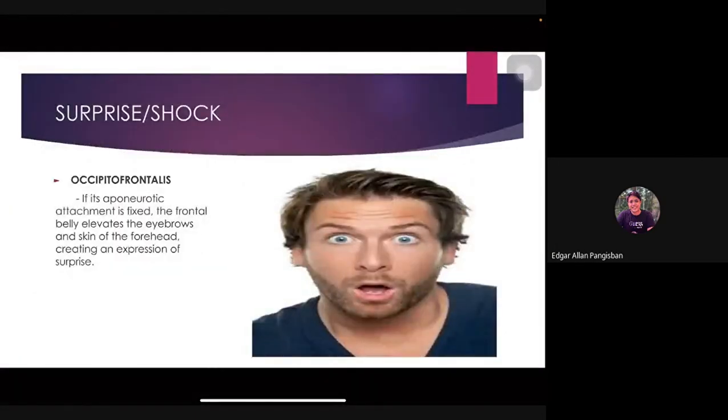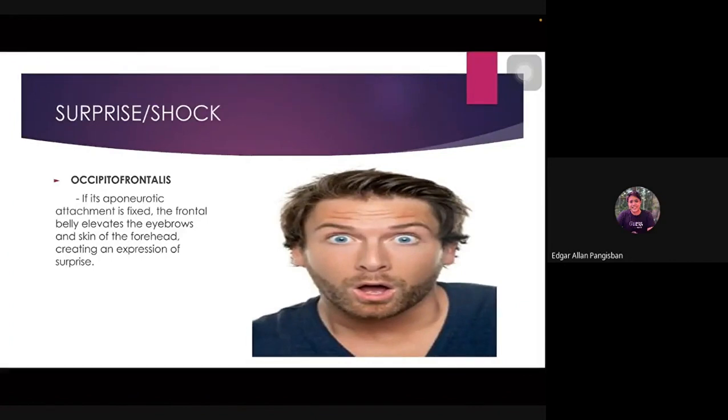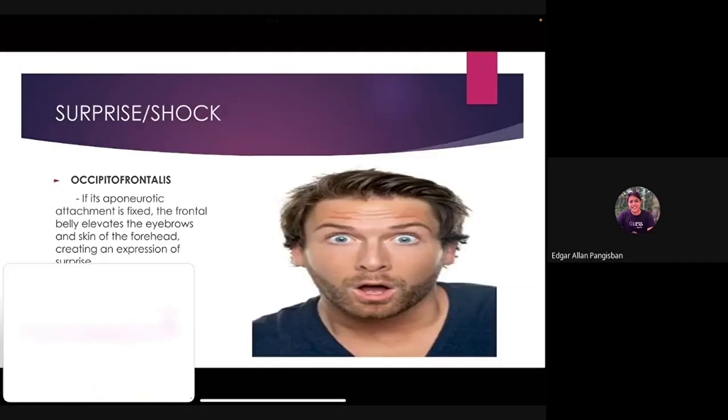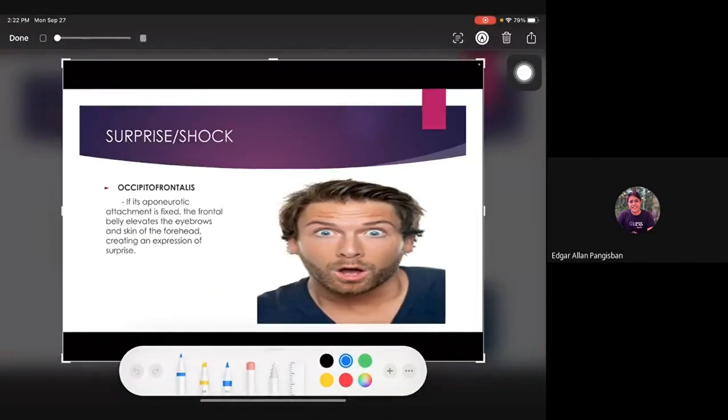Ito yung sinasabi ko kanina. Your occipitofrontalis has two contractions, a downward and upward contraction. Pag nagkaroon ng upward contraction ng ating occipitofrontalis, then it would create a facial expression which is surprise or shock. Nashock ka. That is the action of the upward contraction ng ating occipitofrontalis.